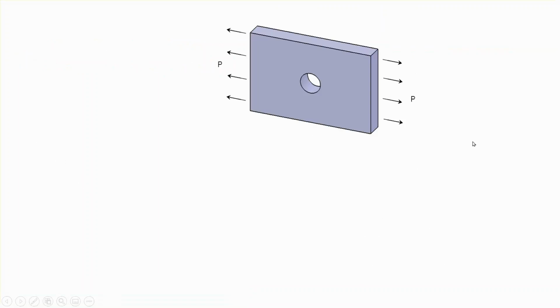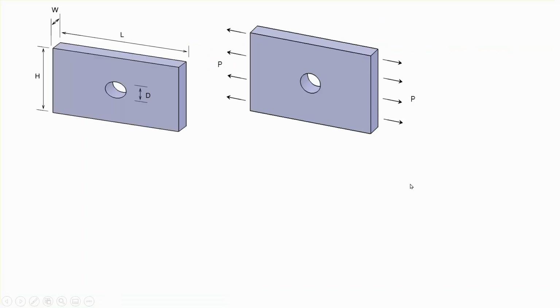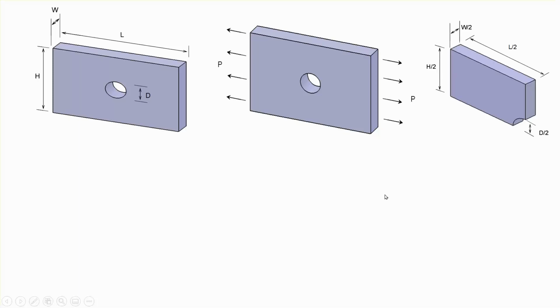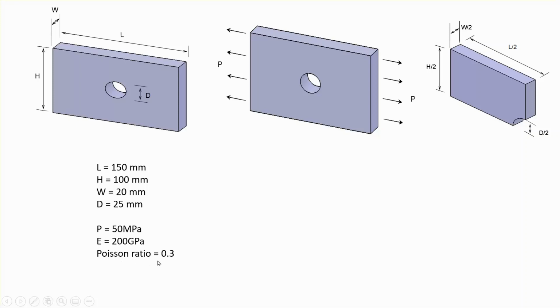Okay. The problem that we're going to analyze is a very straightforward geometry of a block with a central hole, which is loaded at the two ends. Now, the dimensions of the block are given in a minute, and because of the symmetry, we need to model only 1/8 of this block. Okay, so these are the dimensions, and the applied pressure is 500 megapascal, Young's modulus 200 gigapascal and Poisson ratio 0.3.